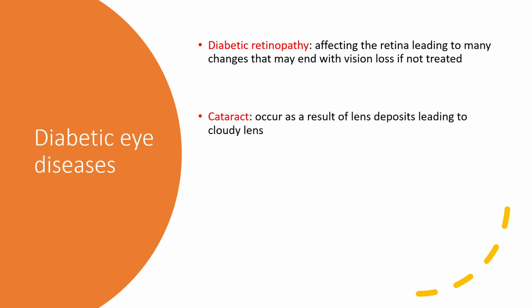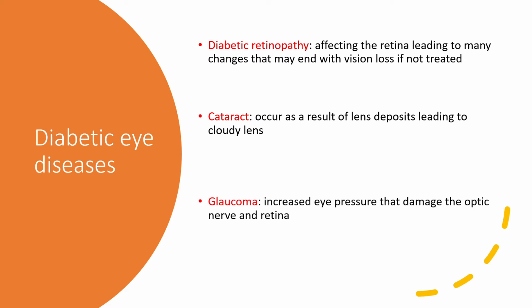Cataract is also another eye disease. Mainly the change here affects the lens, leading to a cloudy lens that will also interfere with normal vision. Glaucoma is another diabetic eye complication, another eye disease that increases among diabetic patients. In glaucoma, the pressure in the eye increases, leading to damage to the retina and the optic nerve.